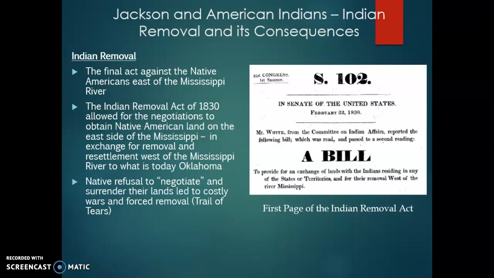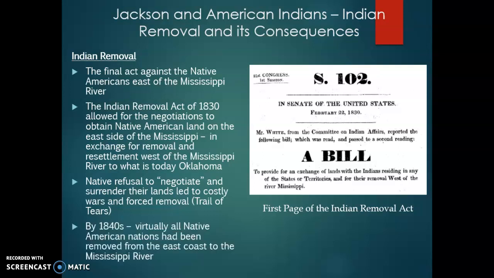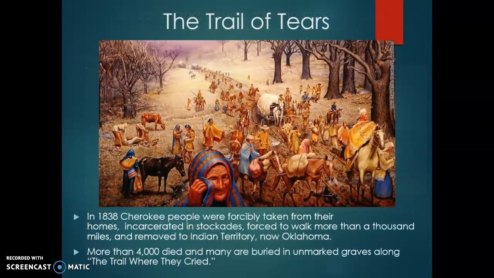Natives refused to negotiate because they did not want to leave their lands, as you could understand, I believe. And so they were forced into removal, which becomes known as the Trail of Tears, because of how many people were force marched and died, from the Cherokee specifically here. But so by the 1840s, virtually all Native American nations had been removed from the East Coast and begun to be put on reservations or just thrown out into the West there.